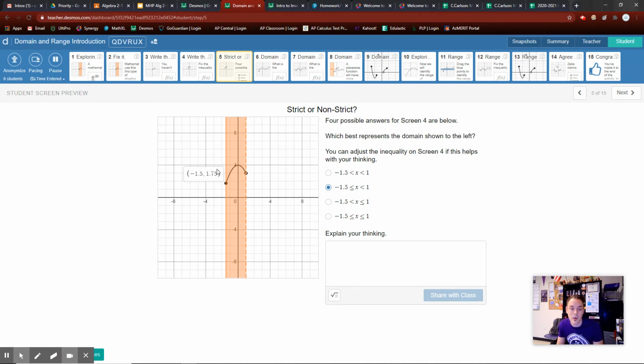Okay, so I don't care about the y values right now. I only care about the x's. And then right here, my x is also 1. Since I care about my domain, what represents the domain? Negative 1.5 to 1, that's what I want. And then I want solid right here, so equal to and not the not-equal-to dash. So it's definitely that one. Make sure you explain that adequately.